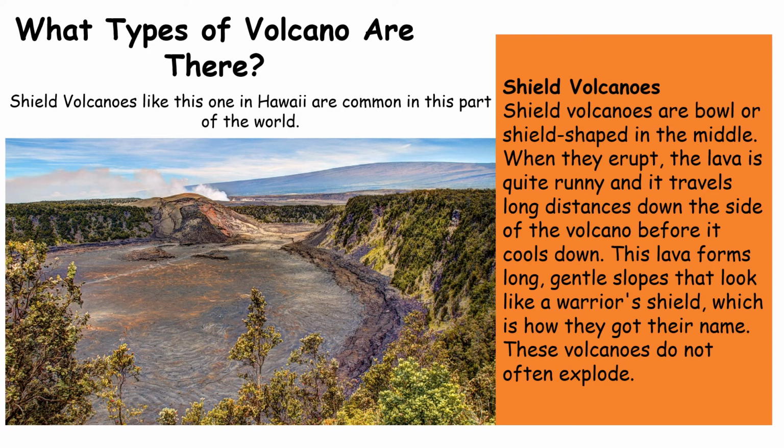And our shield volcanoes, like the ones we learnt about in our first video about Hawaii, the most common in that part of the world, and they're bowl-shaped in the middle. The lava flows out quite runny when they erupt, and it travels long distances down the side before it cools down. Lava forms long, gentle slopes that look like a warrior's shield, which is how they got their name. These volcanoes do not often explode. Okay, and these volcanoes can form islands over time, so they're coming up from the ocean as well.